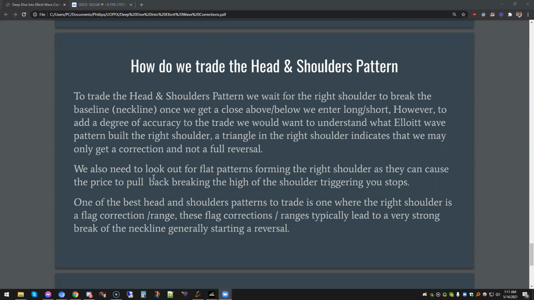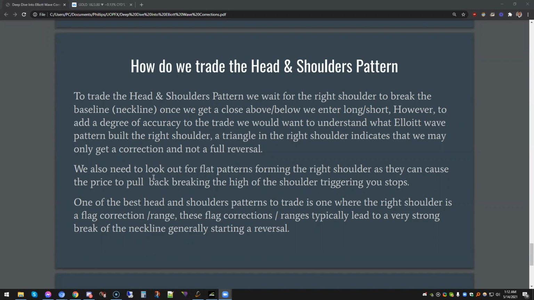Okay? Now, to add a degree of accuracy to your trade, what we would want to understand is what Elliott wave pattern built the right shoulder. So, was the right shoulder built by a triangle? If the right shoulder was built by a triangle, that would indicate that we are only in a correction. Why? Because a triangle is generally found in a B wave of a zigzag. So it's generally going to be a three-wave corrective formation. So you're going to get a little move down, and then the price is going to move in the opposite direction because it's just a correction. Okay? And I'll go more into that with you as we go along.